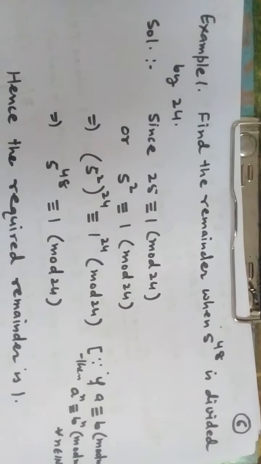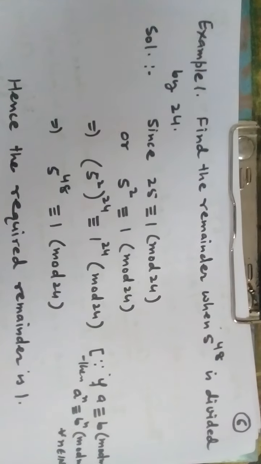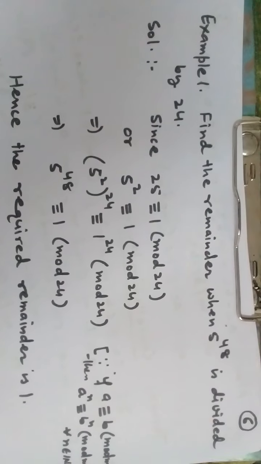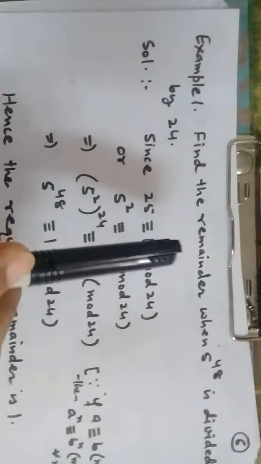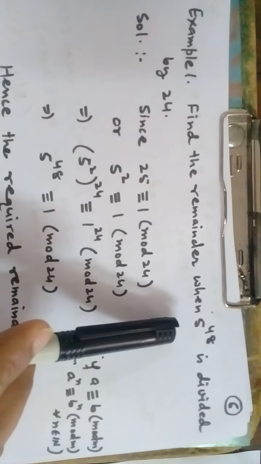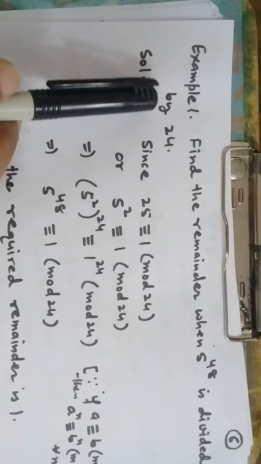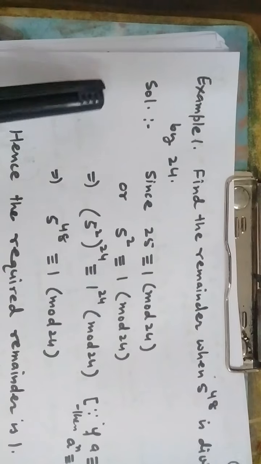Good morning, students. Today we will discuss the example related to congruence. So, first example, find the remainder of 5 की power 48 when it is divided by 24.